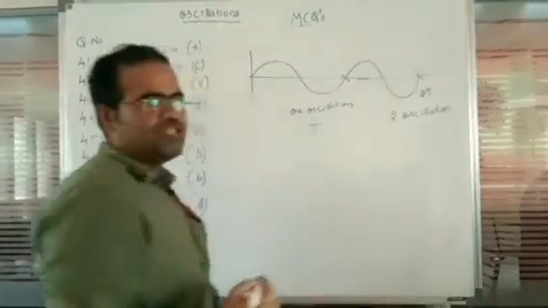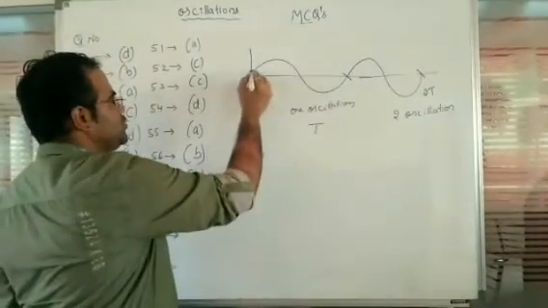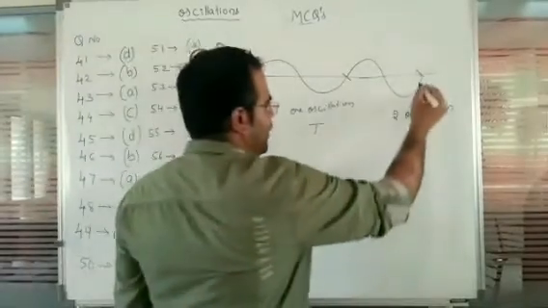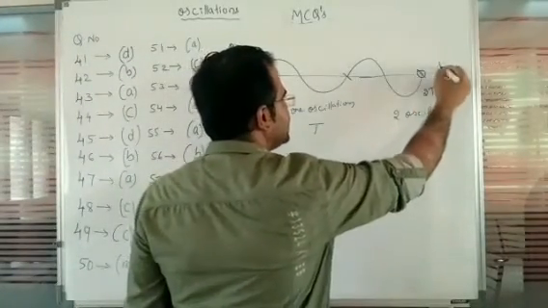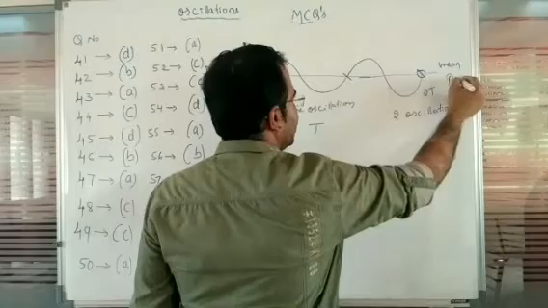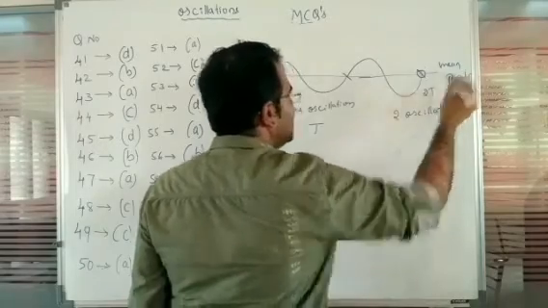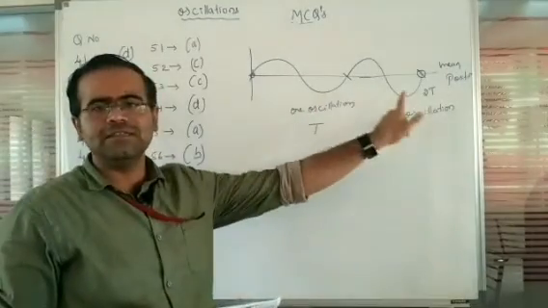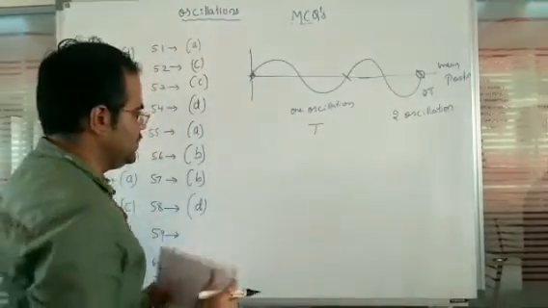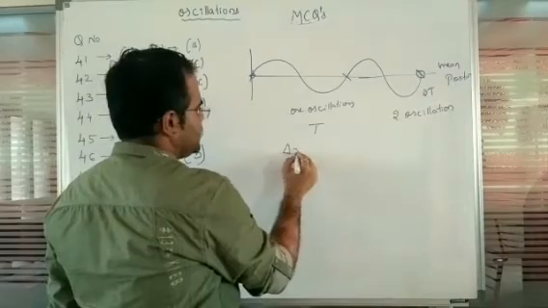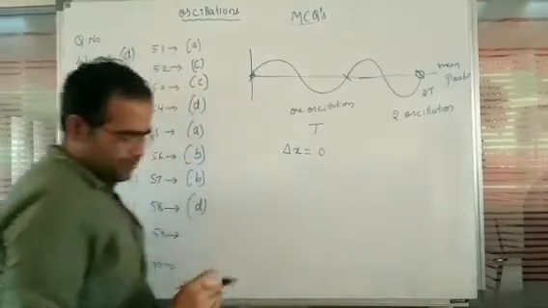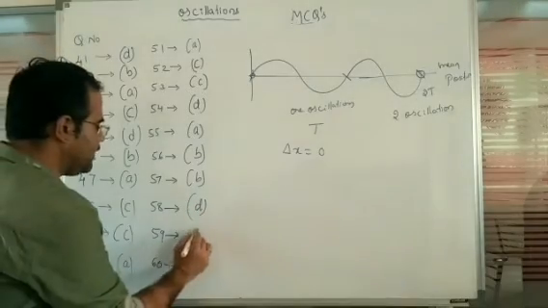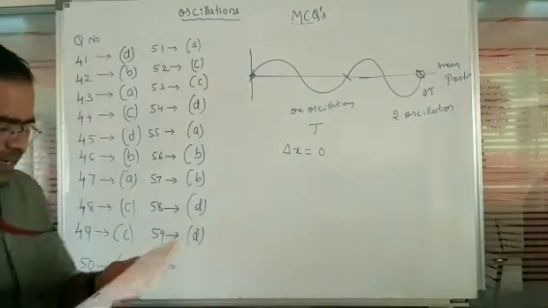And let us see the position. When we observe the position, here it was in the mean position. After completing two oscillations, again it is in the mean position only. So previously it was in the mean position, and after completing two oscillations, again it is in the mean position. So that's the reason we can say displacement is 0. So question number 59, the option is D.